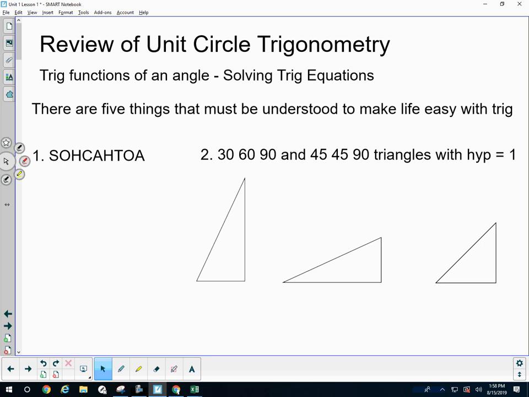We start off very fast in this class. And there's no time that I'm giving you where you can't have a lesson mastered. This is very true off the get-go. I have 1 day to review the unit circle.